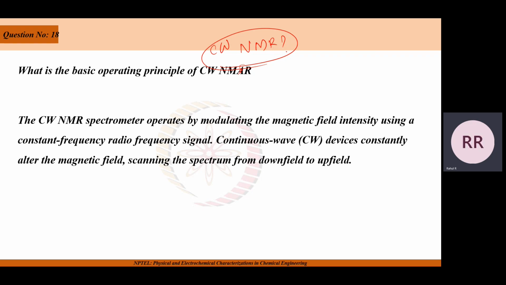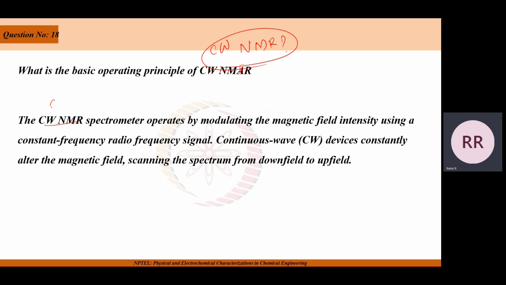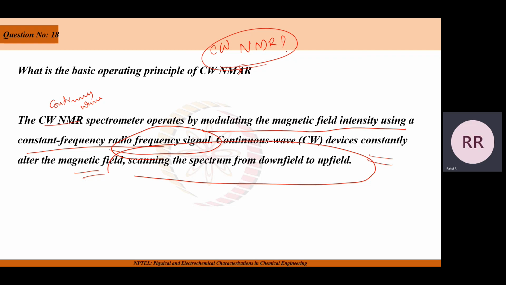So the answer to this question is that CWNMR, a continuous wave NMR spectrometer, operates by modulating magnetic field intensity by using a constant radio frequency signal. The continuous wave device continuously alters the magnetic field, scanning the spectrum from downfield to upfield. Downfield is a region where the strength of the field is low and upfield is where the strength of the field is high.